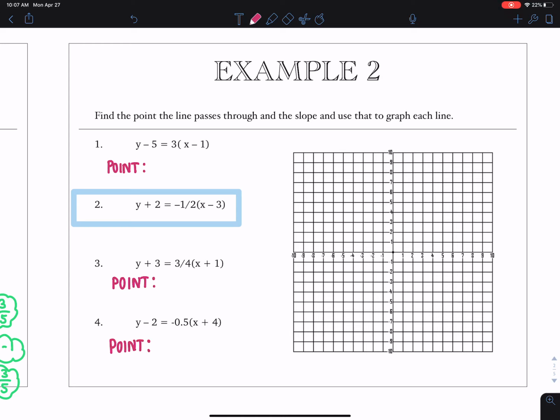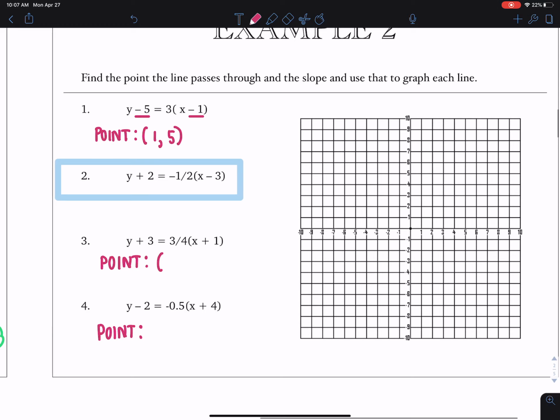So attention to detail is really important. It's the opposite of what's with x, which is 1, and the opposite of what's with y, so the opposite of -5 is +5. And then in 3, our point is the opposite of +1, which is -1, and the opposite of +3, which is -3. And then 4, the opposite of +4, which is -4, and the opposite of -2, which is just +2.